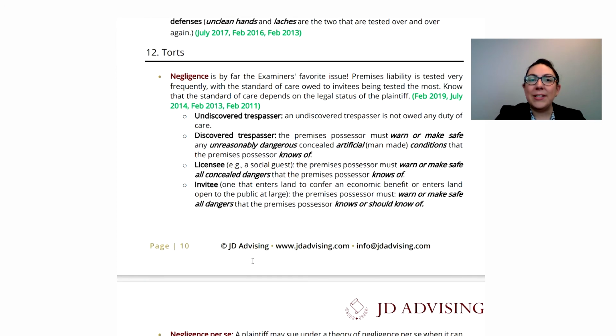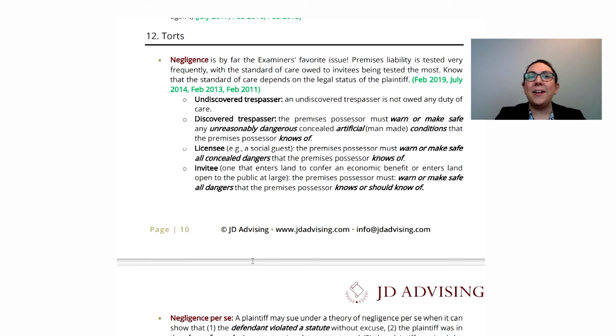Our 12th topic is torts. Negligence is by far their favorite issue to test. And when they test negligence, they often are looking for a lot of detail in your negligence answer. So you want to be able to discuss all the detail necessary, for instance, duty. One of their favorites to test here is premises liability and all the potential duties that are owed depending on the status of the person who was injured, the status of the plaintiff. So was it an undiscovered trespasser or a discovered trespasser? Was it a licensee or an invitee? These are all things that they like to test, and they show up quite frequently.